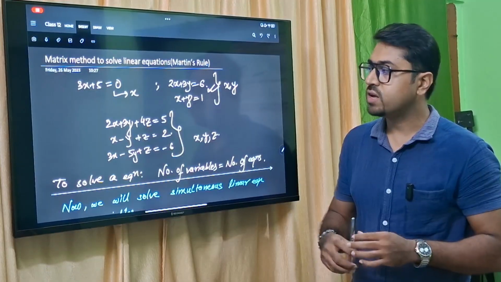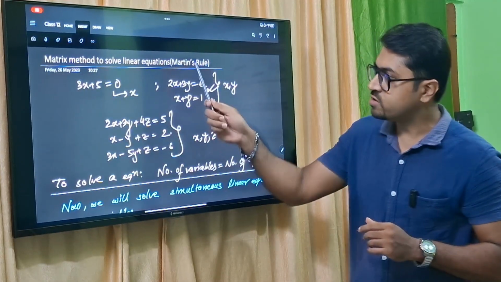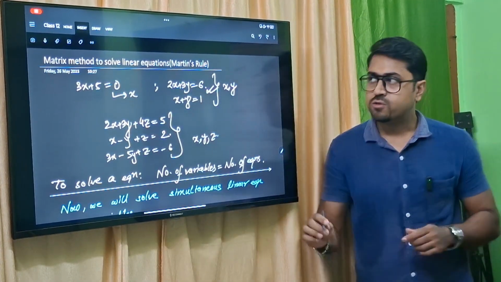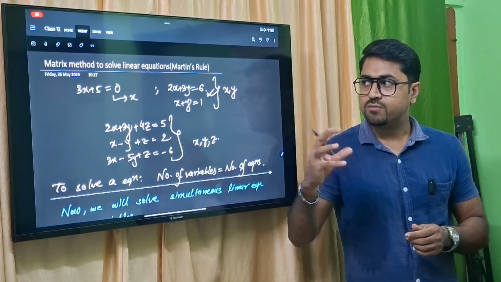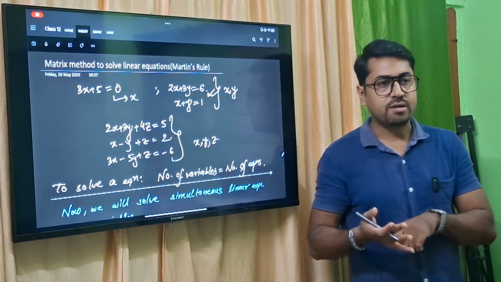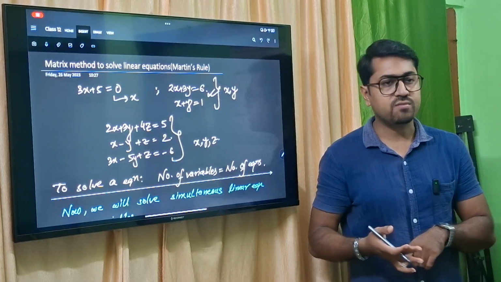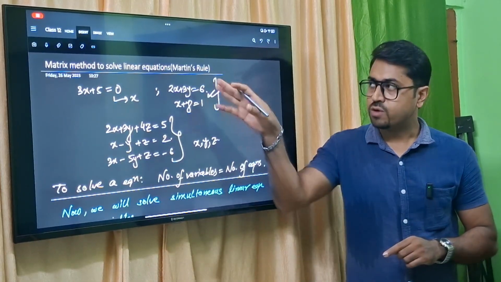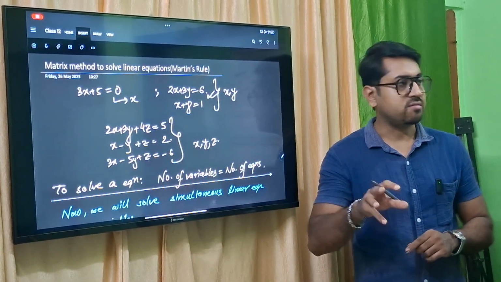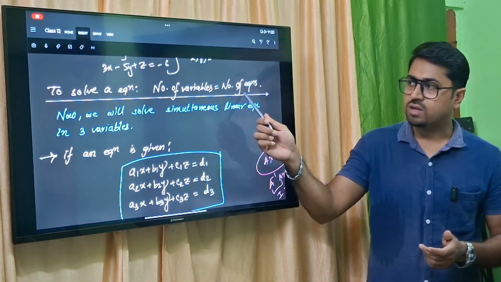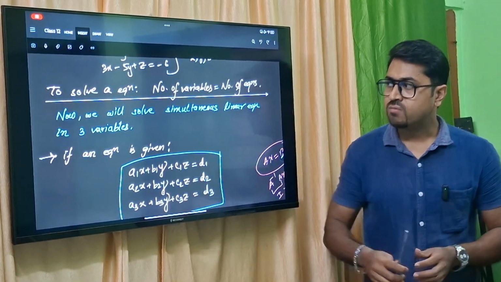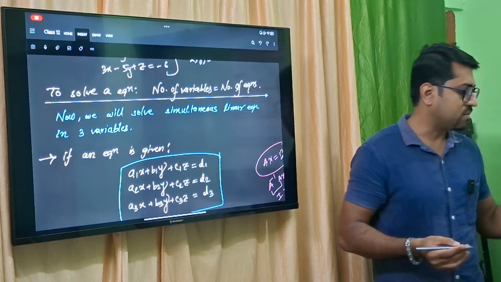The rule I will use over here is called the matrix method, or Cramer's rule. So what is the rule over here? Simply we have done the adjoint and inverse, how to find the adjoint of the matrix, how to find the inverse of the matrix. Using that concept only we will do that, that means using the determinant and matrix. So to solve linear equation, now we will solve the simultaneous linear equation in three variable.